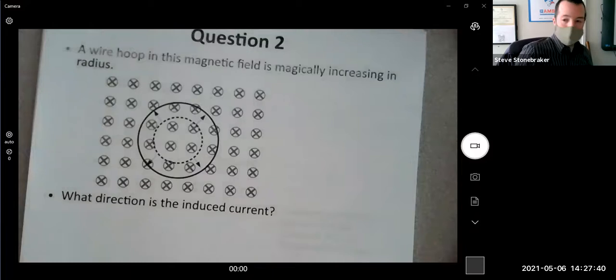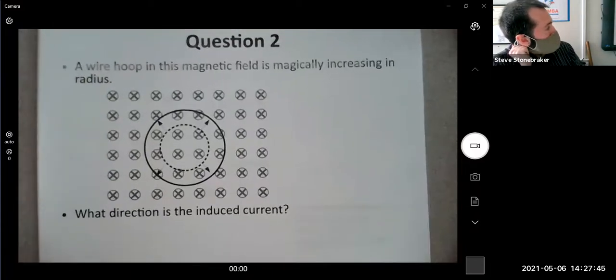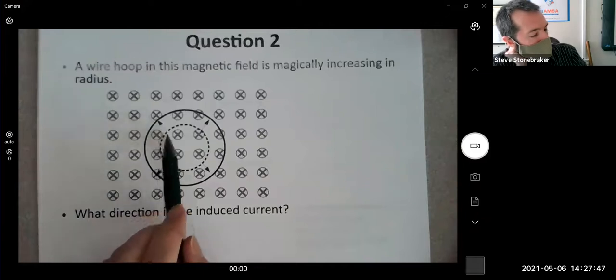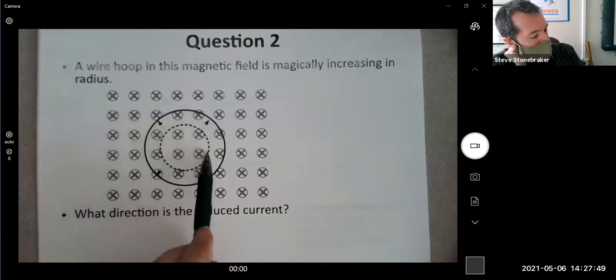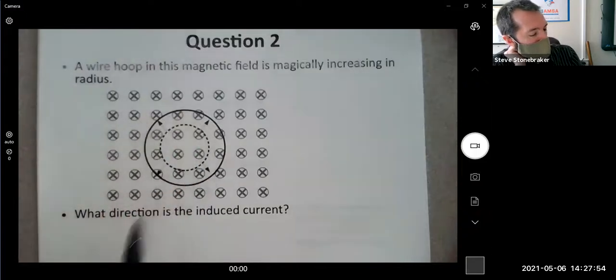All right, here's another circular wire loop, but this time the loop is growing. The dashed line is like the initial loop, and it's getting bigger. The area is increasing. So think through that one.